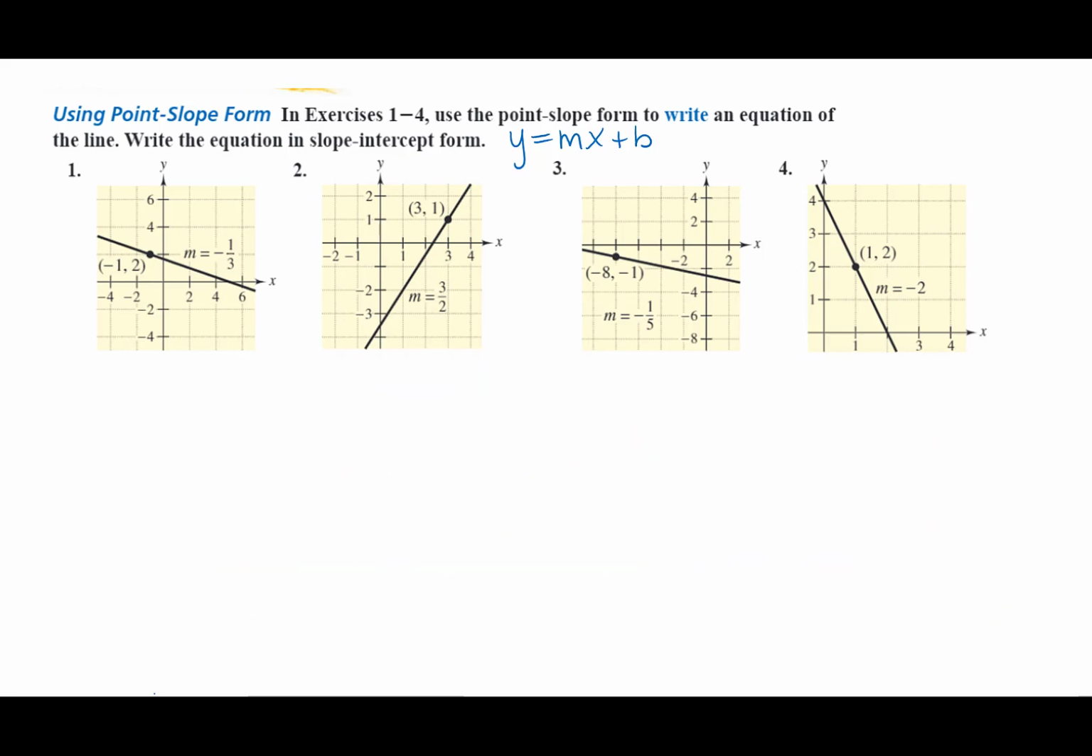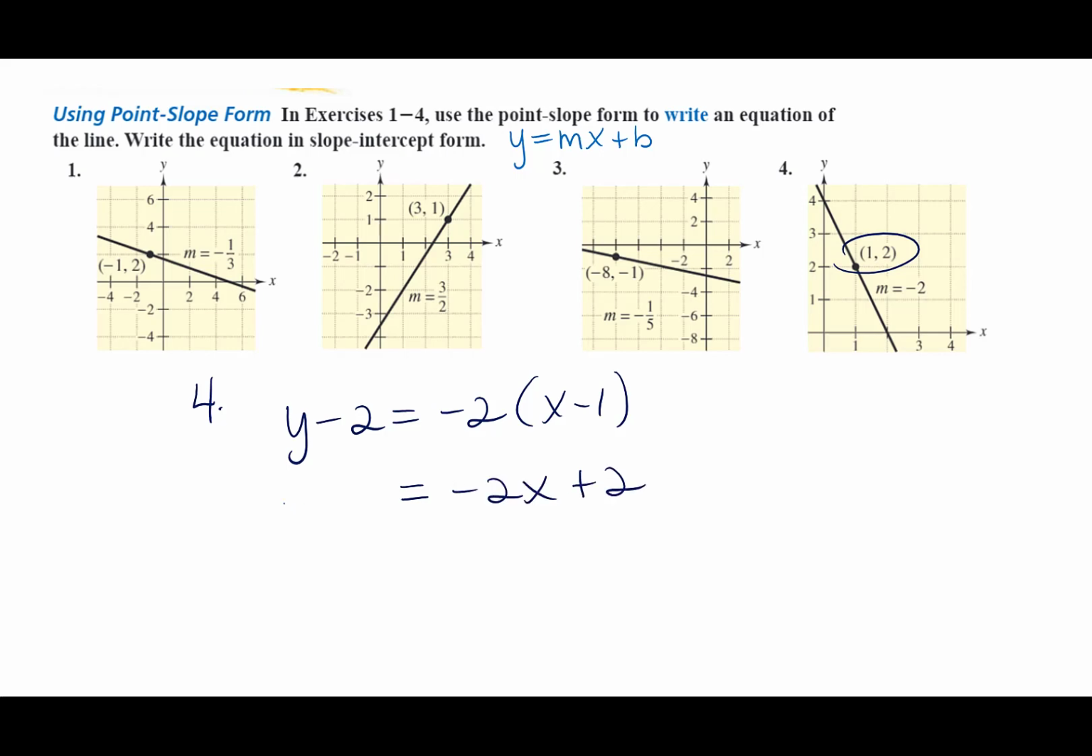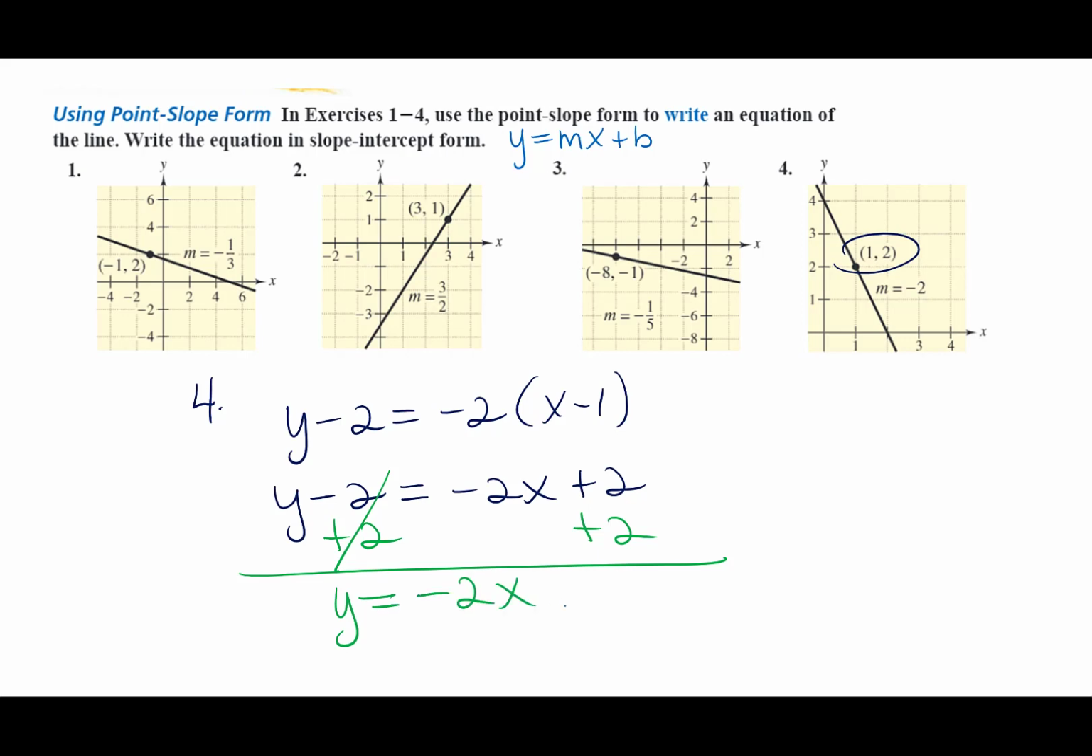Okay, let me do one more on this page. We'll do number 4. We're given the ordered pair 1, 2, and the slope of negative 2, so this will be y minus 2 equals negative 2 times x minus 1. On the right side, use the distributive property to get negative 2x plus 2. Then we still have our y minus 2. Next, add 2 to both sides. And this one's great, there's no fractions involved. And so do you see that the equation would be y equals negative 2x plus 4?